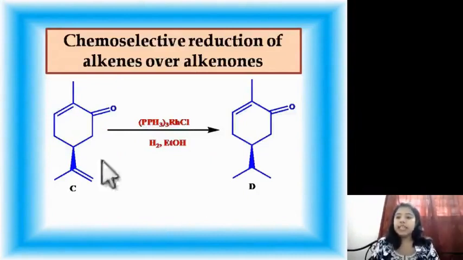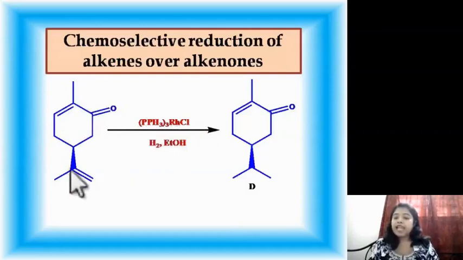Here you can see this is the alkenone and this is the alkene. The alkenone is remaining intact with the help of triphenylphosphine rhodium chloride, and the double bond is getting reduced in the presence of this reagent. So this is an example of what is referred to as chemoselective reduction of alkenes over alkenones.